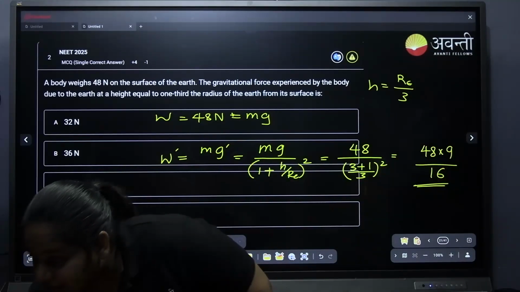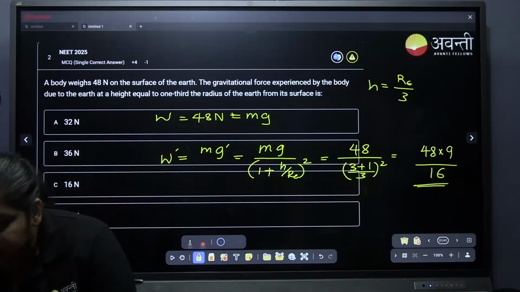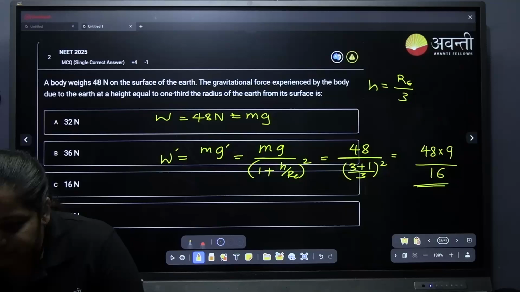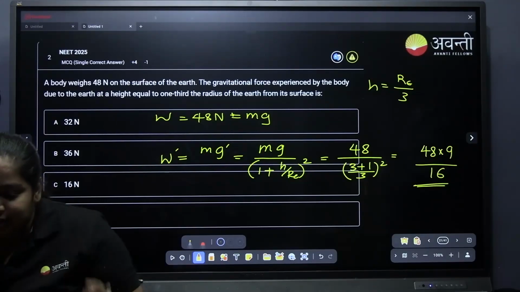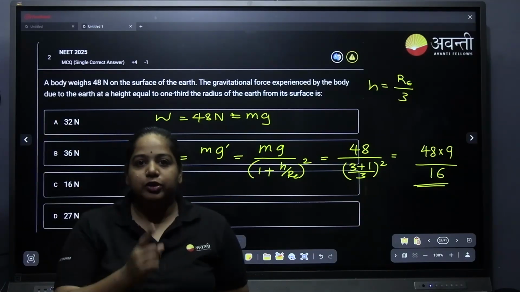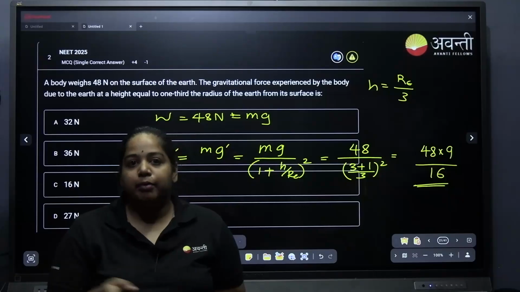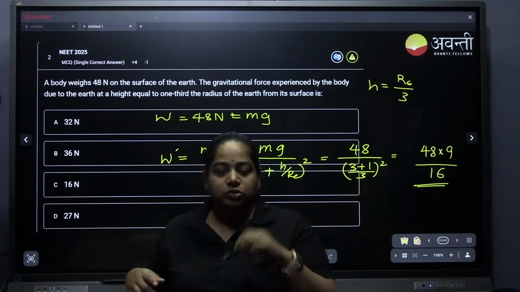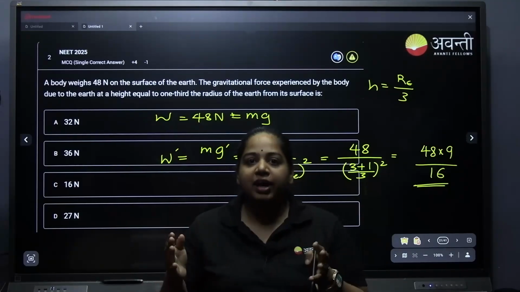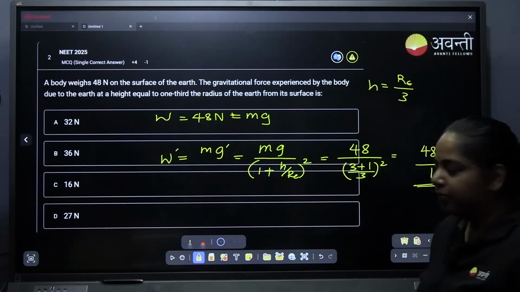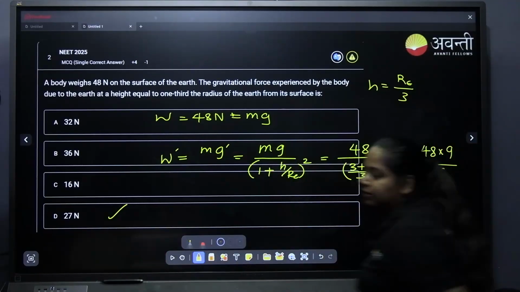But it is less than radius. It doesn't mean it should be less than value of radius. Okay. Comparable to the radius of Earth. Okay. That is the case. Not less than radius, very much less than radius. Like radius is 6,400 kilometer. If h is equal to 1 kilometer, it is very small compared to r. Then you can use that. But r by 3 means 6400 by 3. It is a big value which we can compare with the radius. That's why we are using this formula. I hope everybody understood. 27 Newton is the correct answer.